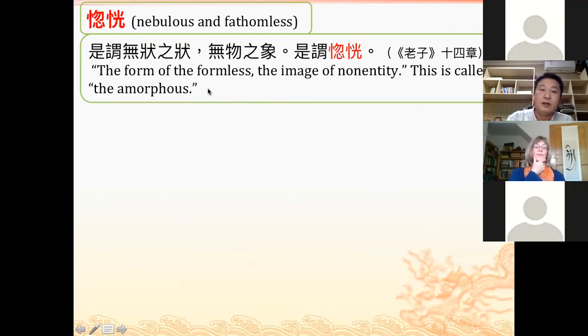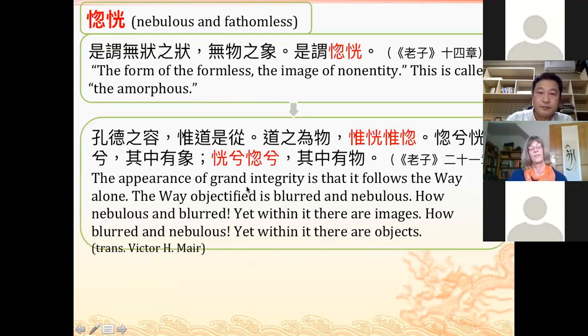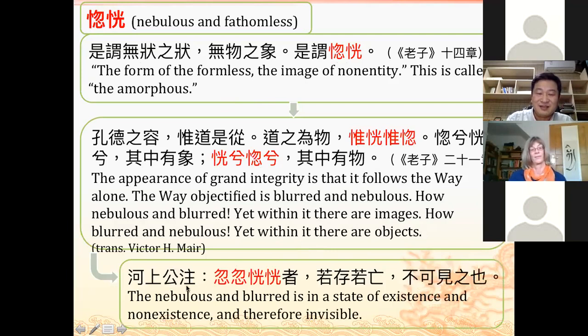This is called the amorphous. And sometimes in other chapters of 老子, it's used as 为恍为惚 or 恍兮惚兮. This is a 3rd century commentator of 老子, and he even used 恍惚 as 忽忽恍恍. They all mean the same, which represents the nebulous and the blurred.